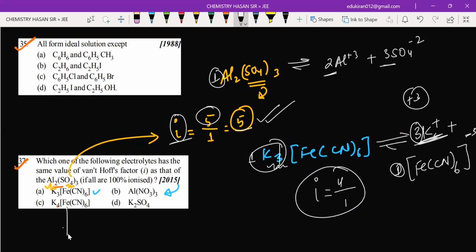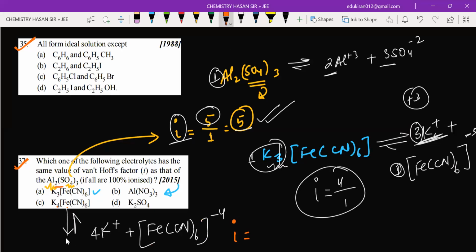But if you dissociate this, you will be getting 4K+ plus [Fe(CN)6], and you can see this will have a charge of minus 4. So if you calculate i after dissociation, you can see 4 plus 1, that is 5, upon before it is 1. So the answer will be C. Are you getting my point? Yes.